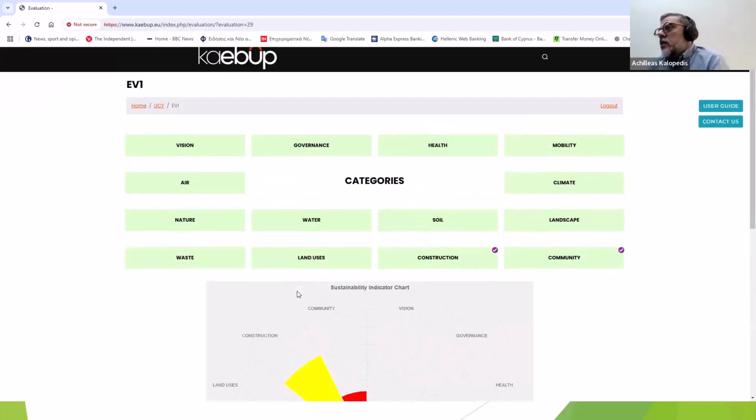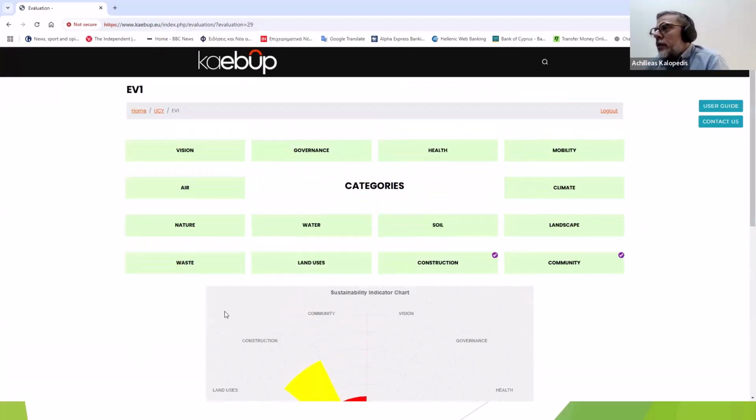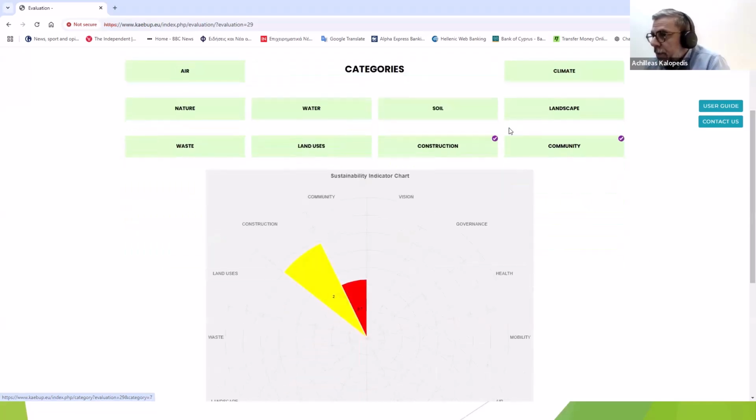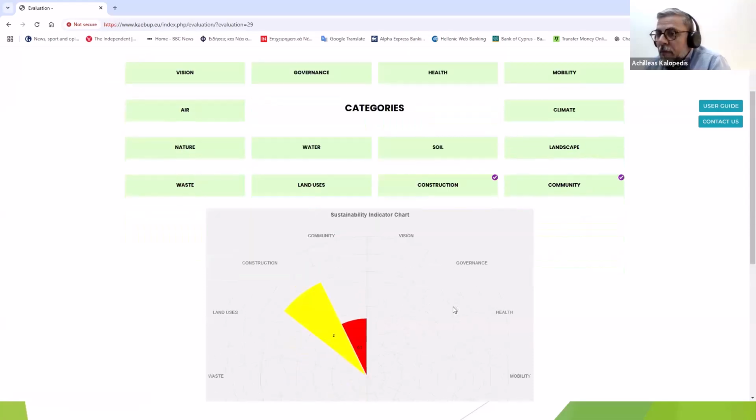Okay, so this is the screen that you get. So these are the 14 categories. These are the questions that you must answer. You can see that we answered the construction and community categories, and depending on your answers, you get a mark or a value. And then if you go back, it allows you to carry out an evaluation of a new revision of the master plan. So you can carry out a comparison between the first version and the second version.